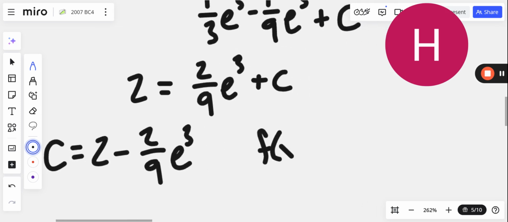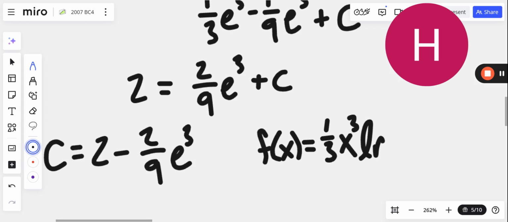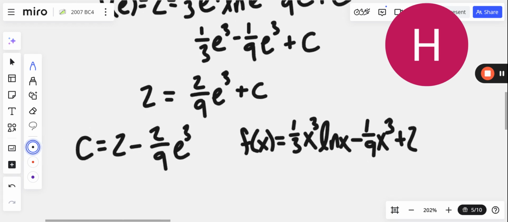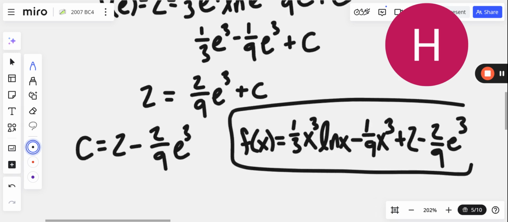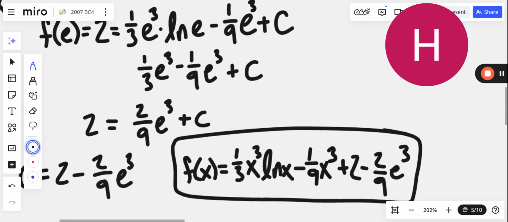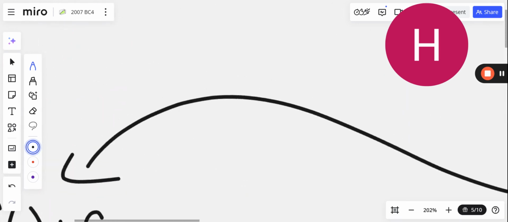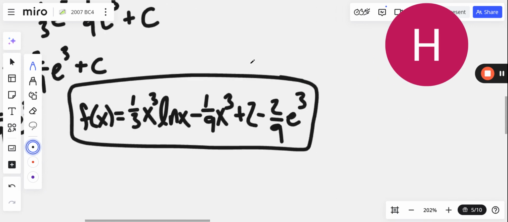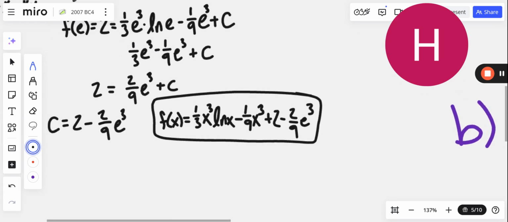And that tells me that my original function is therefore equal to 1/3 x cubed ln of x minus 1/9 x cubed plus 2 minus 2/9 e cubed. And that is my original function f of x. If you don't believe me, plug in e and you should get 2. Additionally, take a derivative and you should end up with simply x squared times ln of x. I'm not going to do that for you now, but if you had time on the AP exam, you might want to do that to check and make sure you're getting full points.